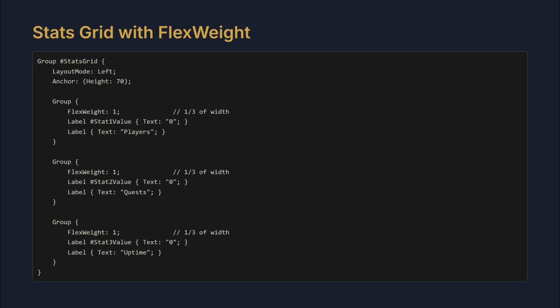And then I define another group inside the right panel and call it stats grid. I also define layout mode left, give it an anchor, a height, and inside that group I define yet another 3 groups with flex weight equals 1, which means please evenly distribute the width along those groups. So every group with label stat value takes 1/3 of the available width.